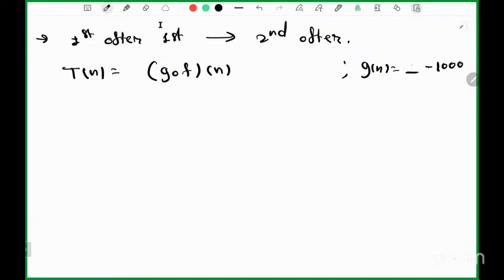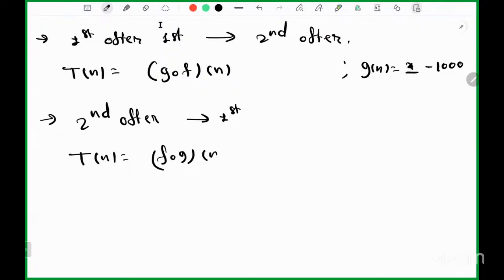G of n is whatever total payable amount you have minus 1000. So here you have total payable amount, something like 15,000 minus 1000. Right? And if you apply the second offer first and then apply the first one, then T of n is something like f composition g of n. But this n doesn't make that much sense, maybe in place of n we have to replace mn. Second offer.